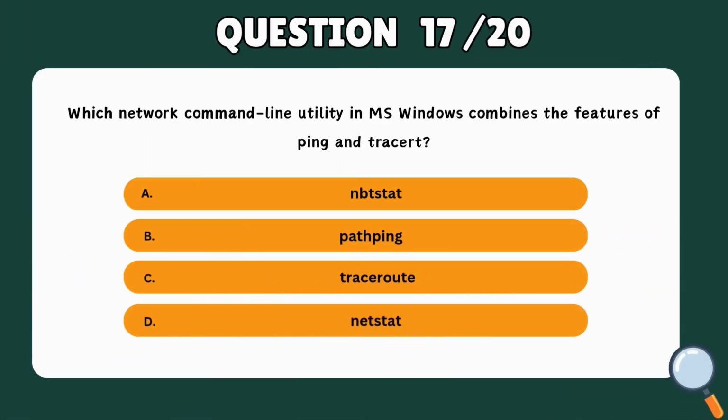Question 17. Which network command line utility in MS Windows combines the features of ping and tracert? A. NBTstat. B. pathping. C. traceroute. D. netstat. Correct answer: B. pathping.